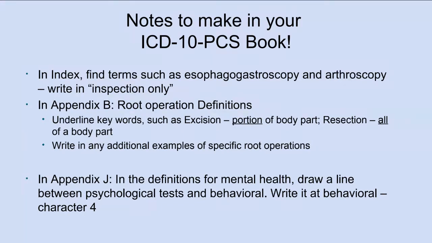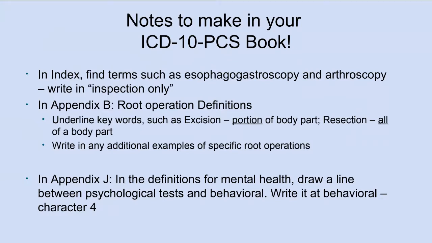So in the Appendix B, you can also go to the root operation, underline keywords like excision is a portion of a body part, resection is all of a body part. That way it's easy to see the difference between the two. You don't have to read all the information there. You can say, okay, excision is portion, resection is all. And then as you work through cases or quiz questions or whatever, write in examples of specific root operations in that Appendix B, the things that you find confusing, okay?